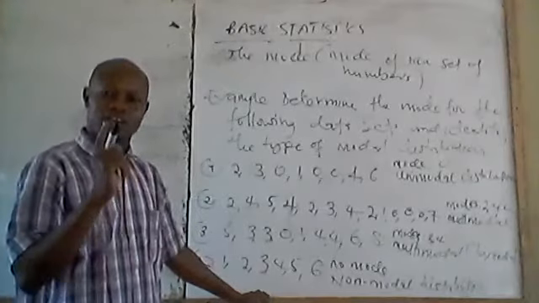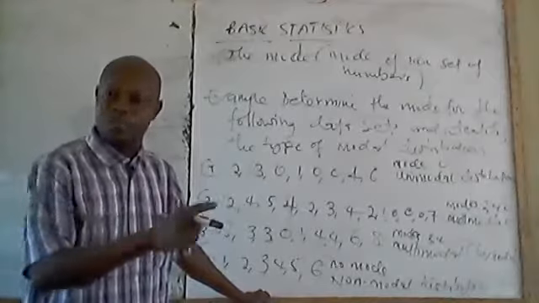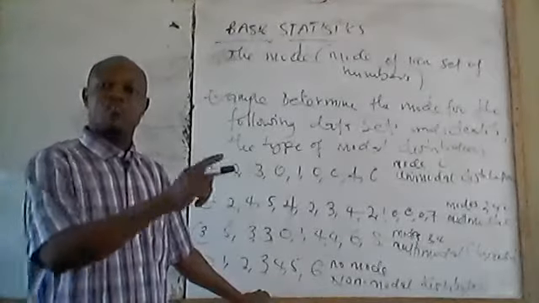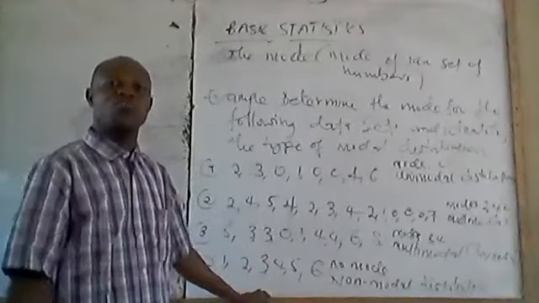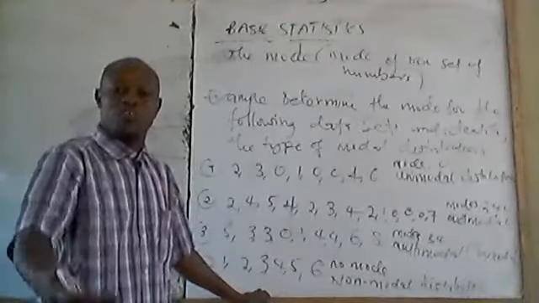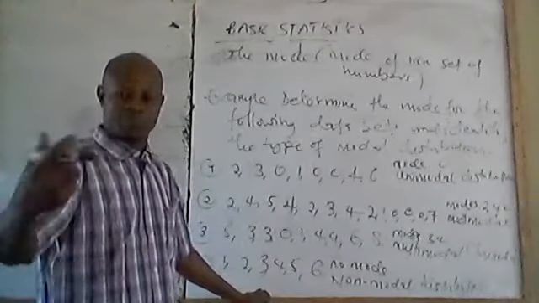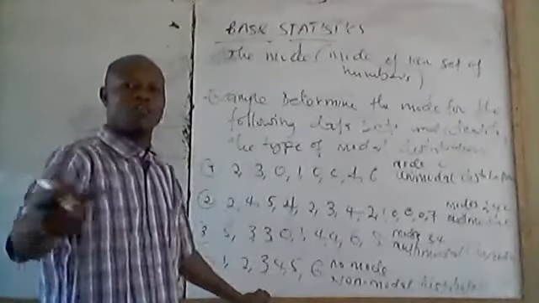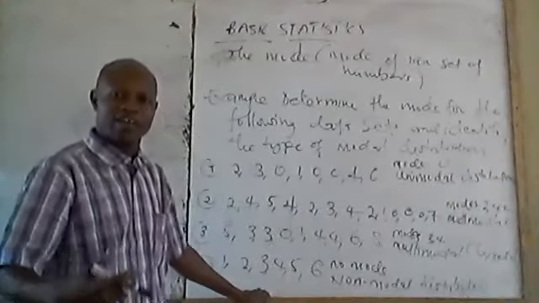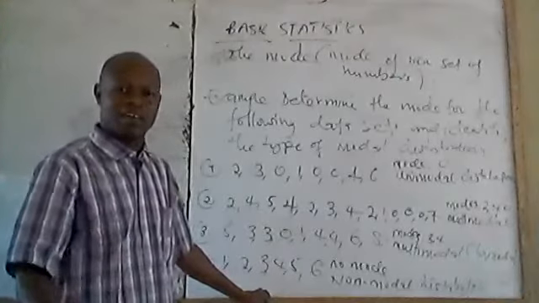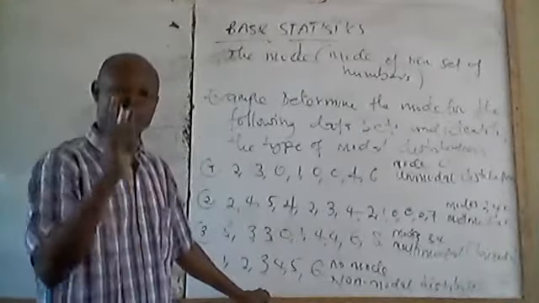There can be an instance whereby all the numbers in the data set occur with the same frequency. In this instance, there is no mode, because mode refers to the number that has got the highest frequency, or the numbers which have the highest frequency, in case you have bi or multi. But in a case whereby all the numbers occur with the same frequency, there is no mode. It's not zero. Zero is a number, but there is no mode there.